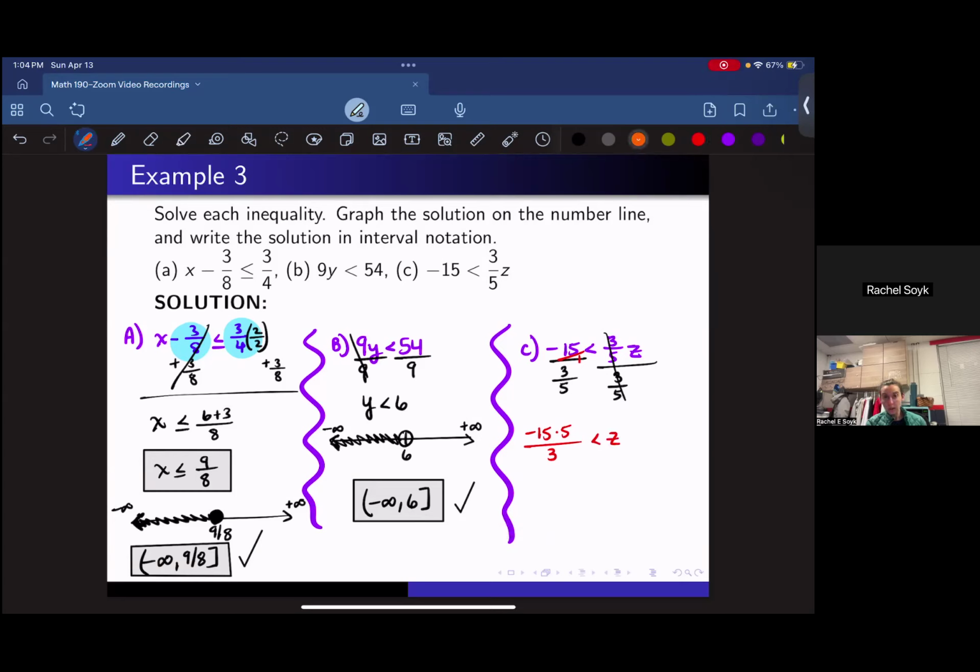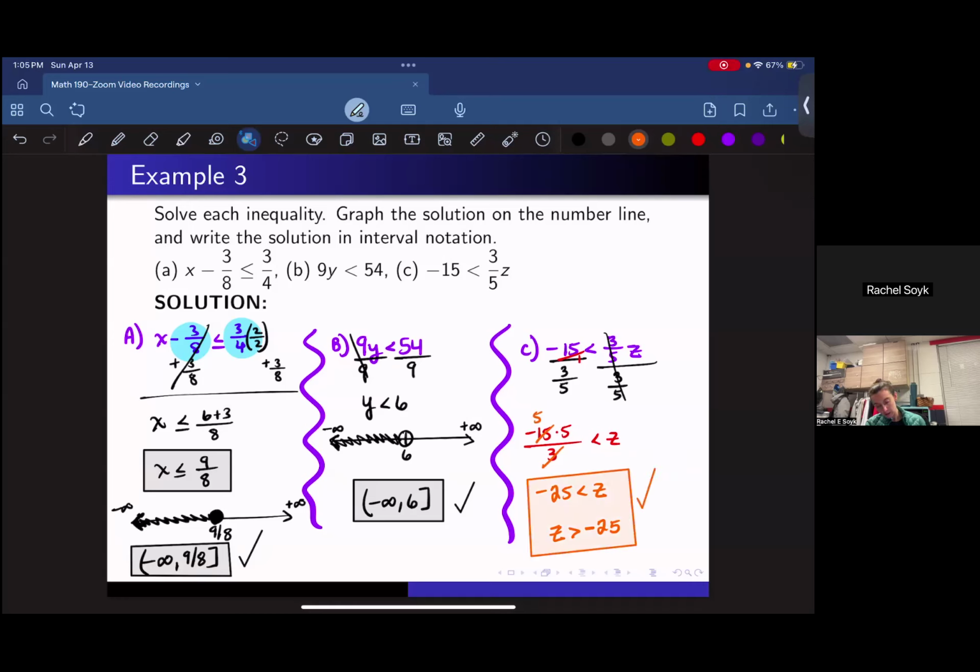And so we can reduce this a little bit. 3 goes into 15 5 times. So essentially we're looking at negative 25 is less than z, or if you want to write it the other way, z is greater than negative 25. Either of these would suffice. So I'll box both of them.